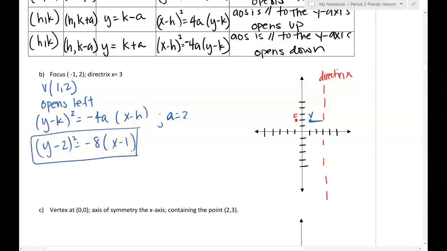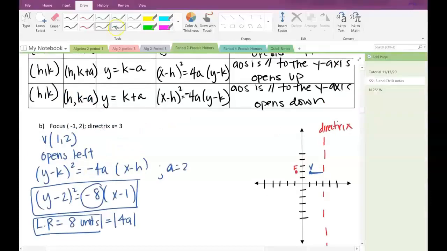Now we will define the latus rectum length, LR. The length is going to be 8 units, okay? And how do I know it's 8 units? It's always this right here, okay? The latus rectum is always the absolute value of 4 times a. So this is going to be your latus rectum. Now, because I do know it's 8 units, let's go and finish graphing it.